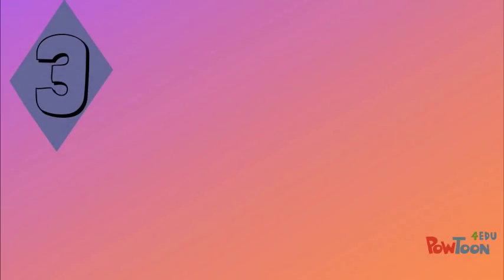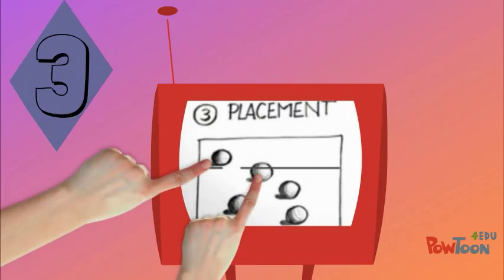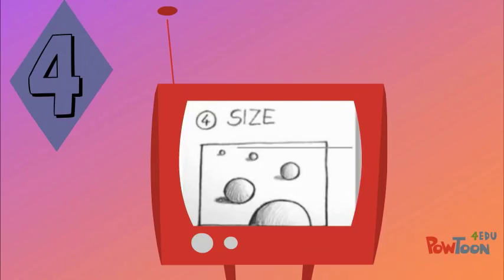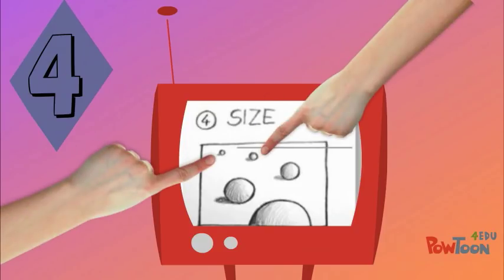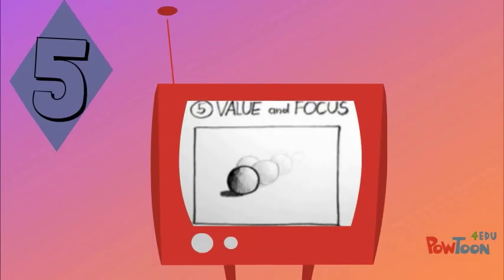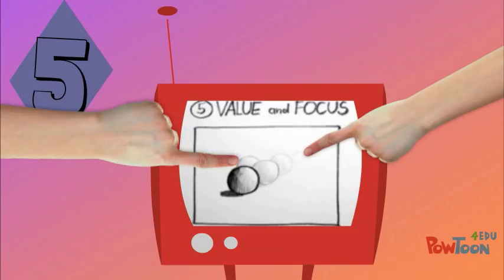Number 3. Placement. The method of placement to show depth in an artwork is when objects that are drawn or painted closer to the horizon line look like they are farther away. Number 4. Size. In this method, the objects that are made smaller will look like they are farther away. 5. Value and focus. With this one, objects that are lighter in value and less clearly defined will also look farther away.